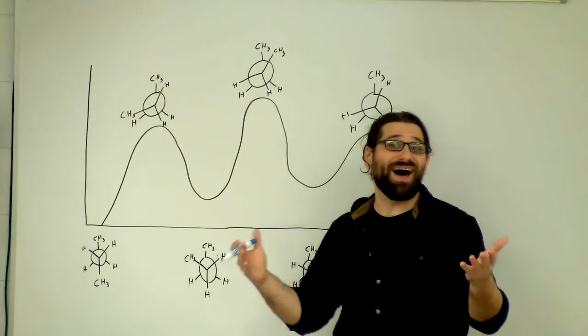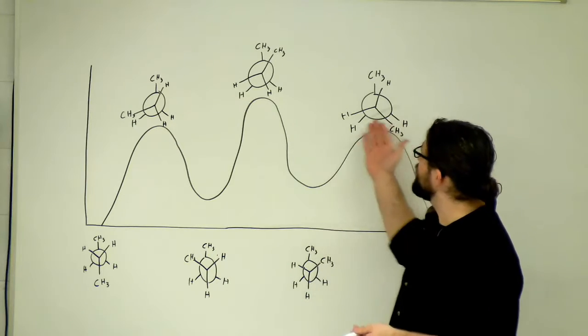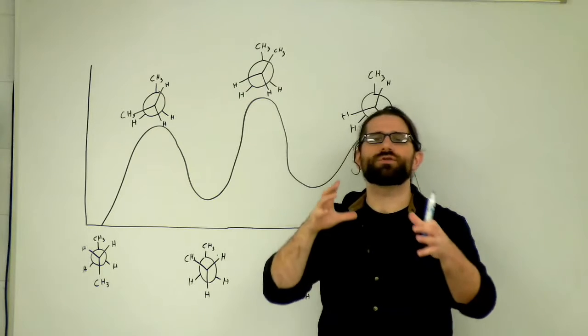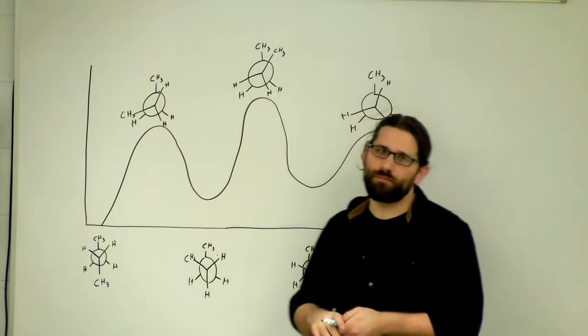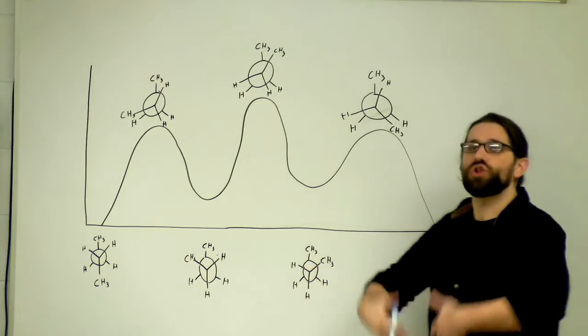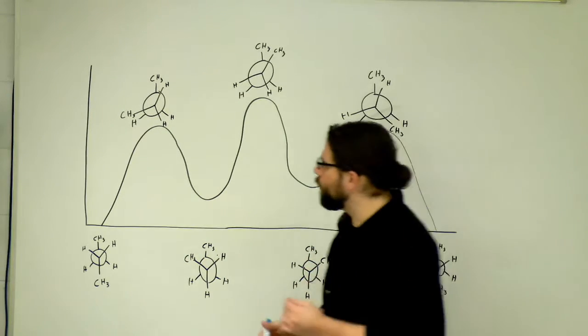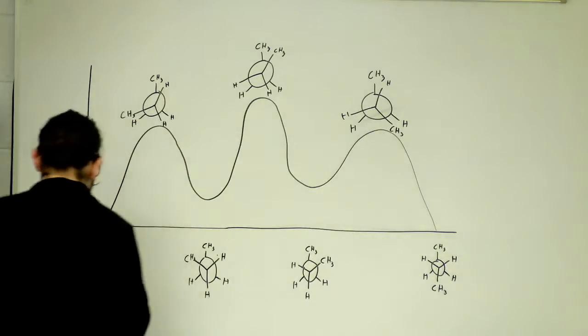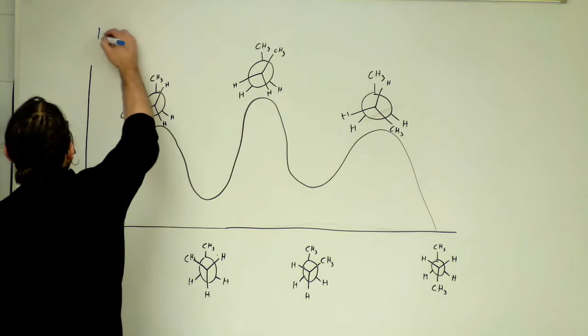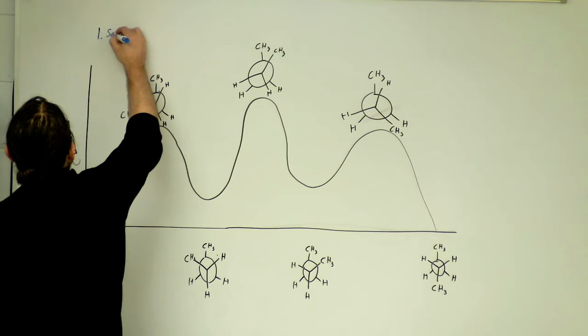If I'm looking at the highest level of energy, I know it's going to be some type of eclipsed. And it's going to be where are my biggest groups and when do those overlap? That'll be pretty simple. But we'll be able to use this idea to figure out the lowest energy. So let's go ahead and label these. So this is my staggered. Let's go right here. This is my number 1. This is staggered.